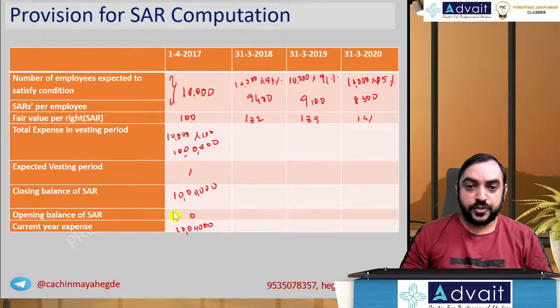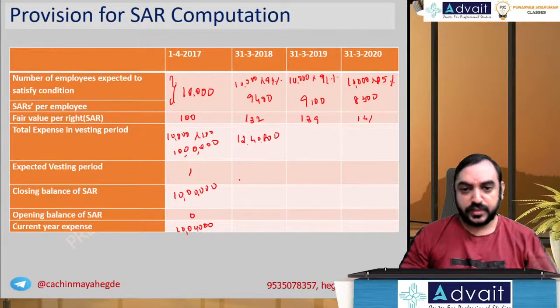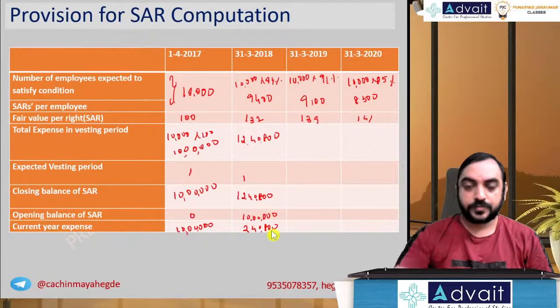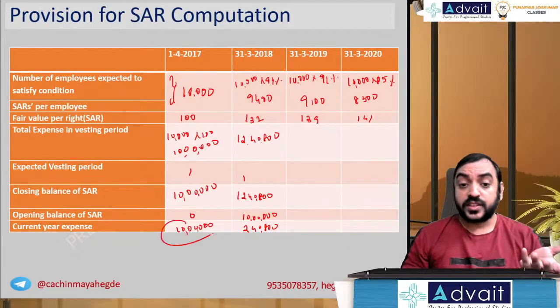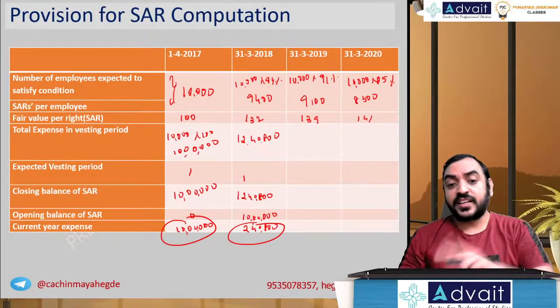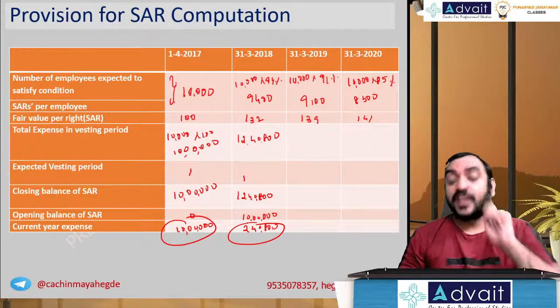9,400 into 132 is 12,40,800. Expenses immediately. So 12,40,800 should be the closing balance, but the opening balance is the previous closing balance, which is 10 lakh. So 2,40,800 is the expense for the first year. So first year, how much will go? First year, at the beginning of the year 10 lakh will go, and at the end of the year 2,48,800 will go. Effectively, 12,48,800 will go to the first year P&L account.